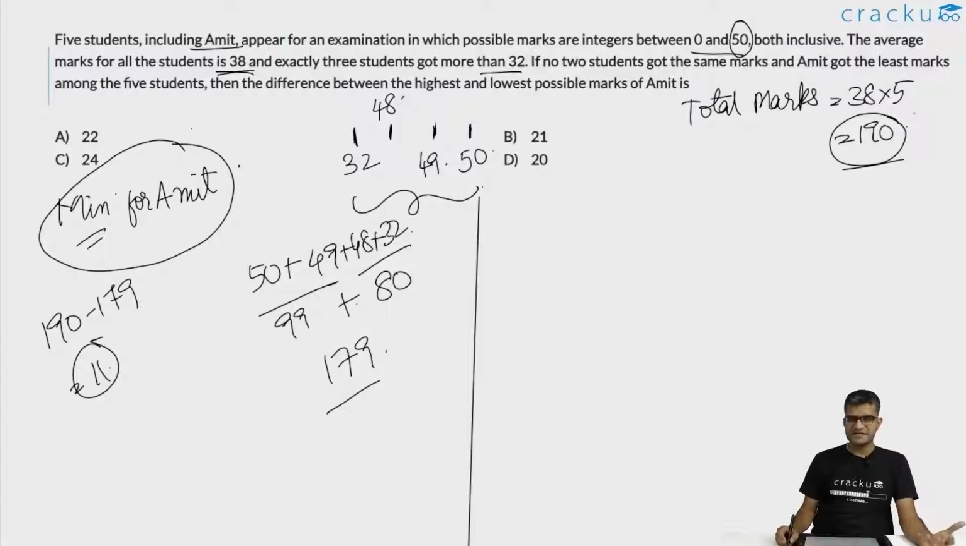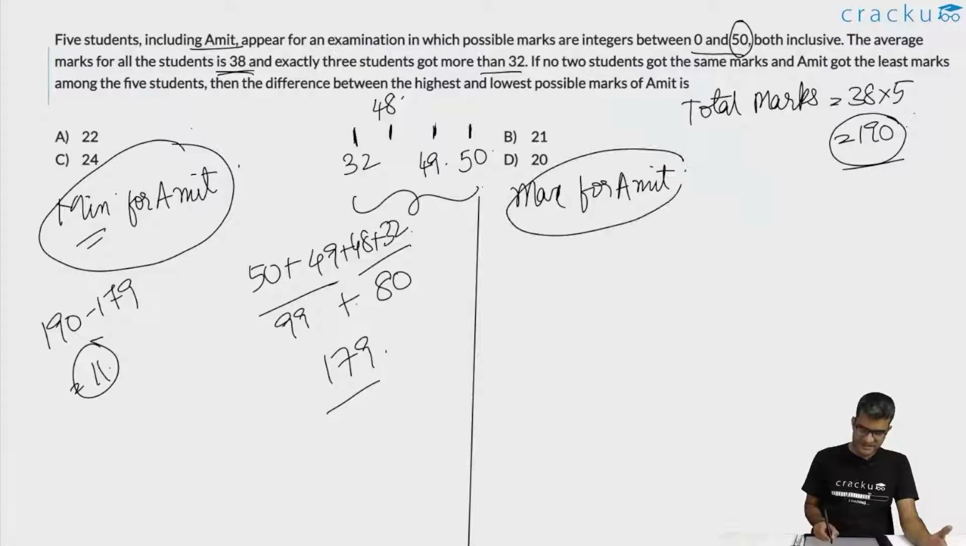Now let us try to maximize Amit's score. Maximizing the score for Amit is actually much easier, because the only condition that we have to keep in mind is that only 3 people scored more than 32. So if you are looking at the maximum possible score for Amit, this is the maximum possible score for Amit.